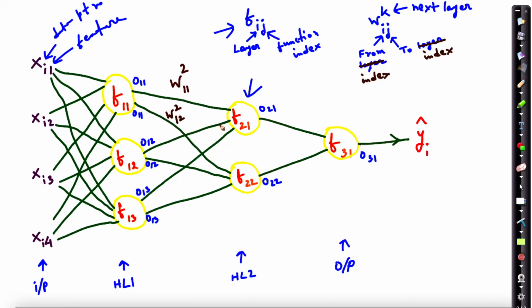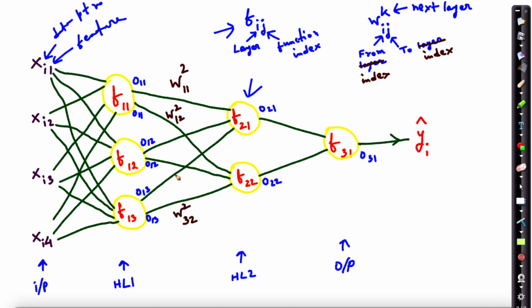Let's take this one. So it is going to which layer? What is the next layer? The next layer is 2. So superscript is 2. From which neuron it is coming? It is coming from third neuron of the previous layer and going to the second neuron of the next layer. So 3, 2.